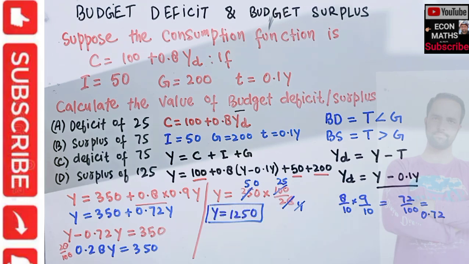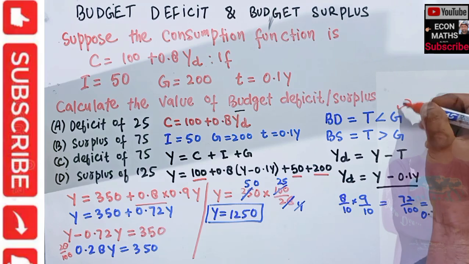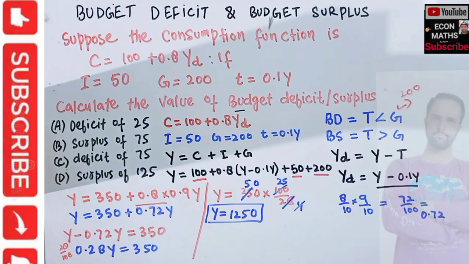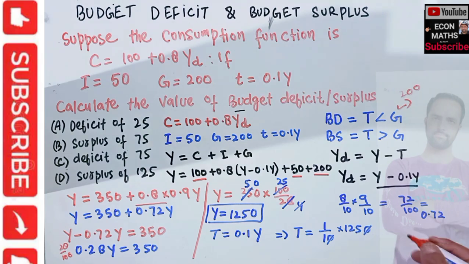Now government spending is being given to us as 200, so G is 200. We need to calculate the tax revenue. Tax revenue will be equal to the tax rate, 0.1, times the equilibrium level of income. 0.1 can be written as 1/10, and the equilibrium level of income we got is 1250, so the zero gets cancelled. That means our tax revenue will be equal to 125.